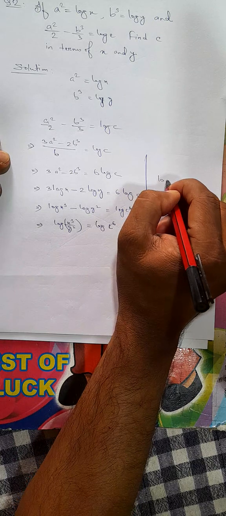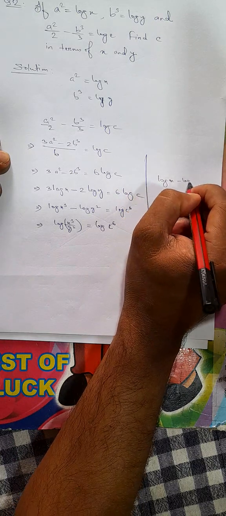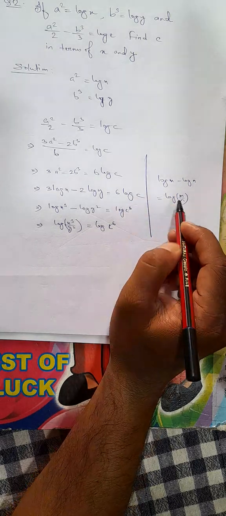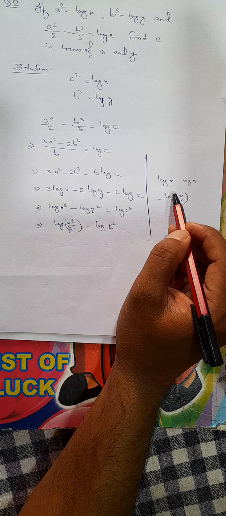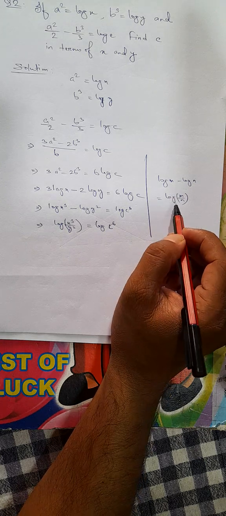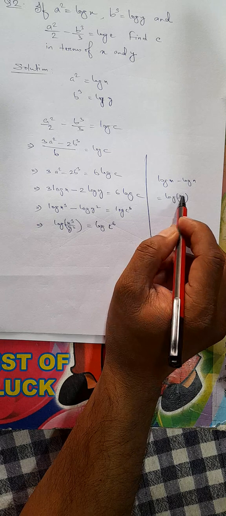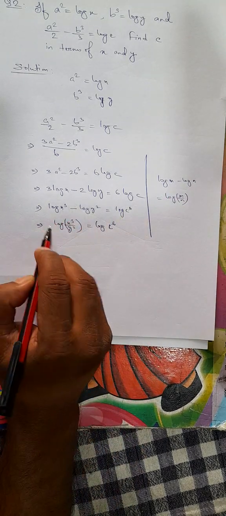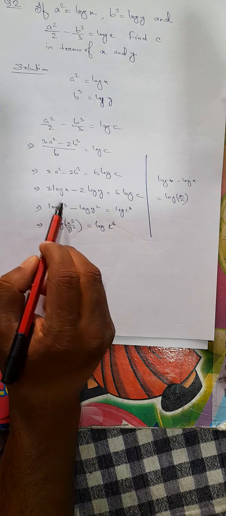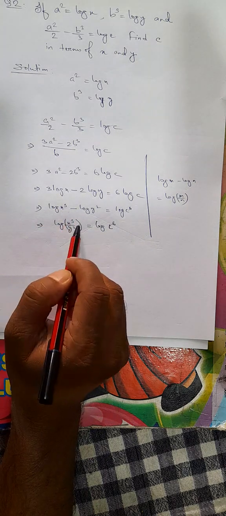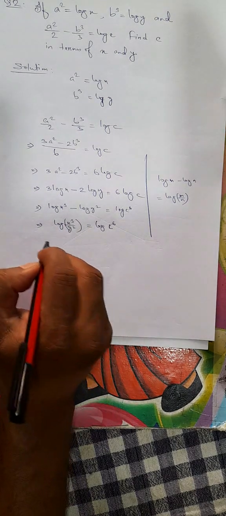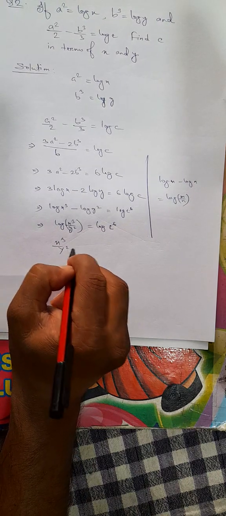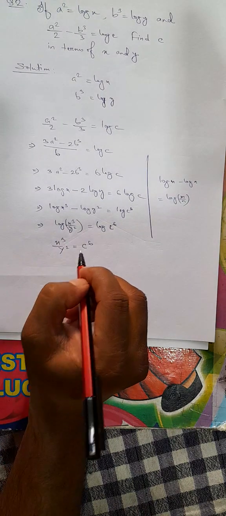Remember this property: log m minus log n means log m by n, considering the base, say 10, common logarithm. We skip writing the base here. So the base is the same in both cases, and here you use this property. The difference is written as a quotient of two numbers, x cube divided by y square. Now skipping the log, we can write it as x cube by y square equal to c to the power 6.